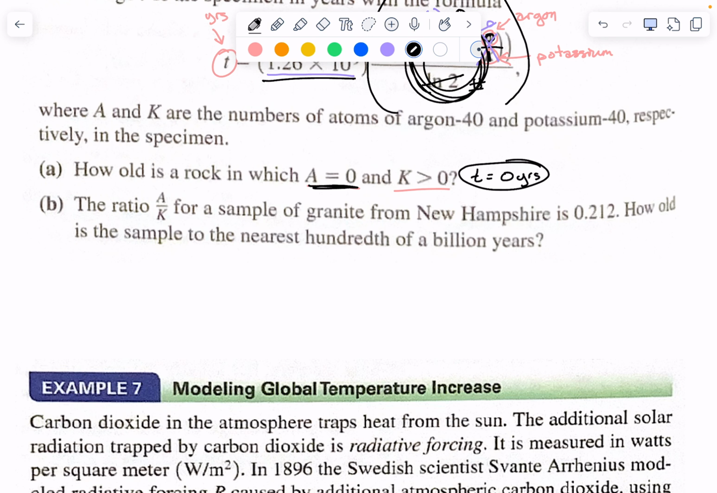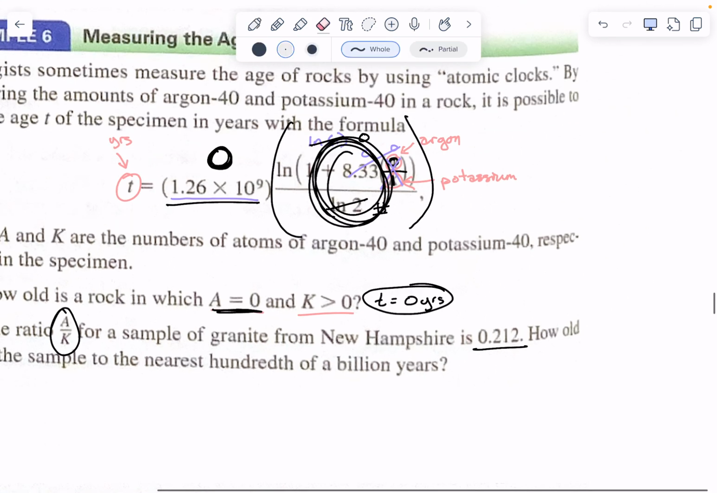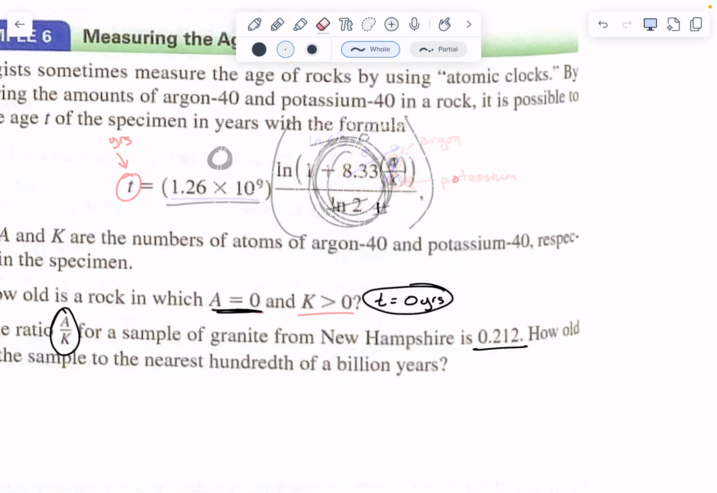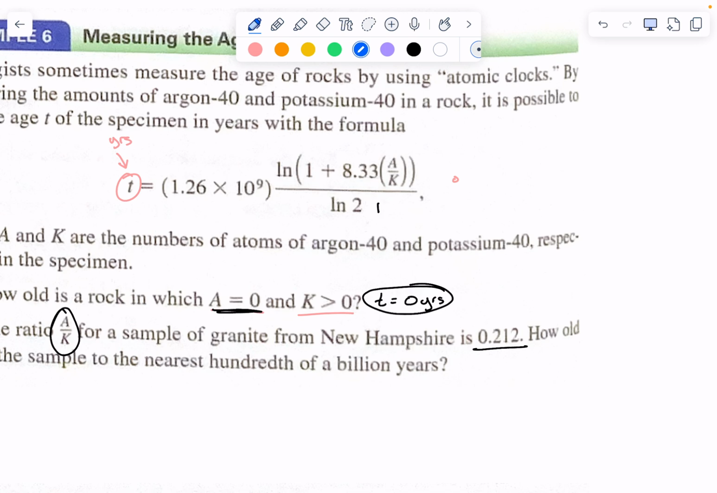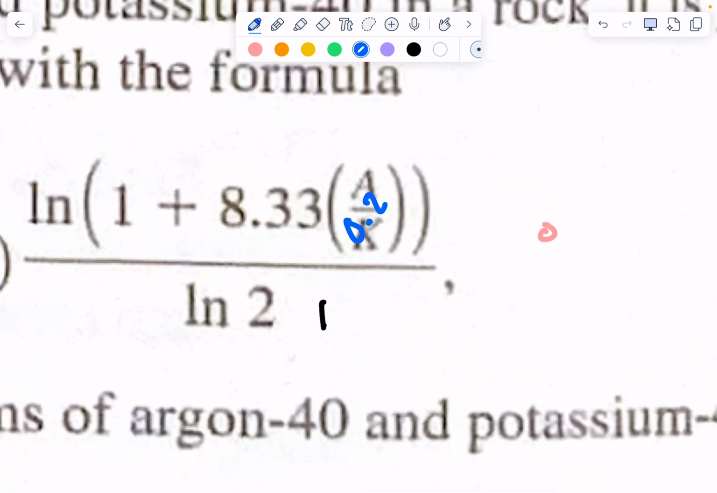All right, here we go. B, the ratio of A to K for a sample of granite is 0.212. What does that mean? A over K equals 0.212. So I can plug that whole thing in for A over K, right? So here we go, 0.212.